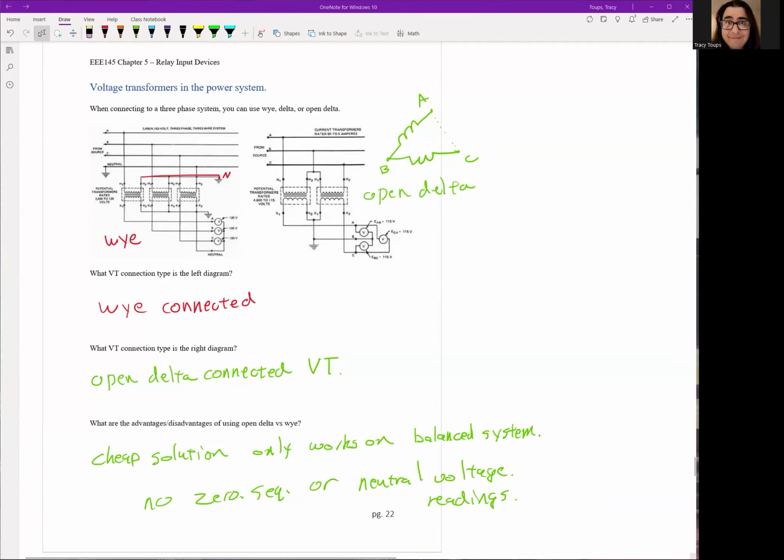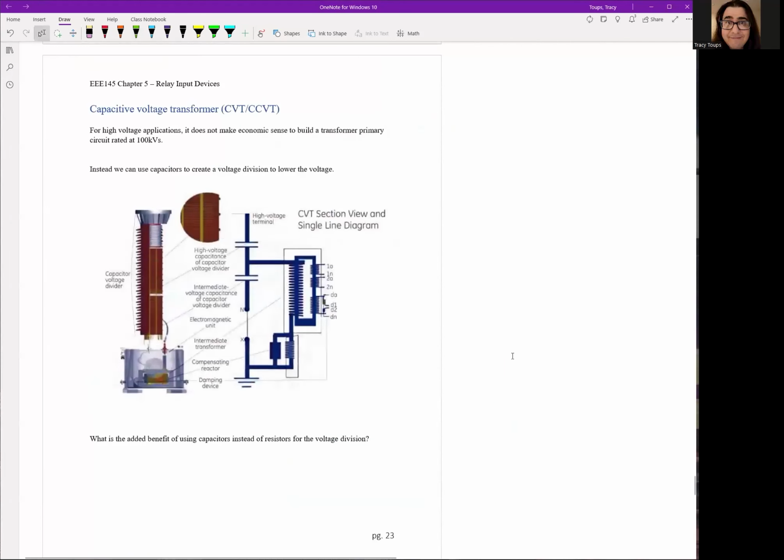And again, there are other ones. They're more specialized, like a broken delta and whatnot, but we don't have to go into that. If you see one once in a while, then just go look it up in the textbook that we have, and it'll give you some basic information on that. So that's pretty much your standard VT.